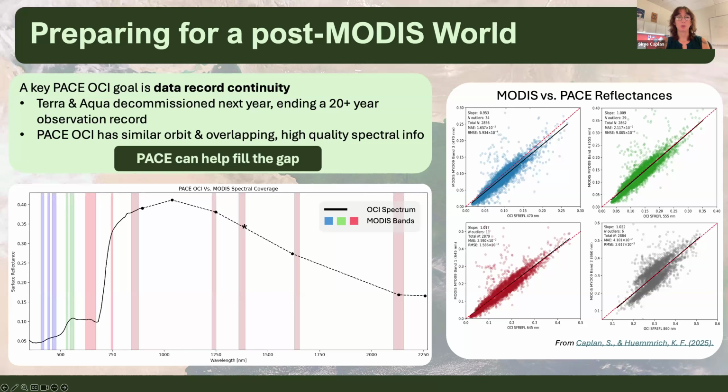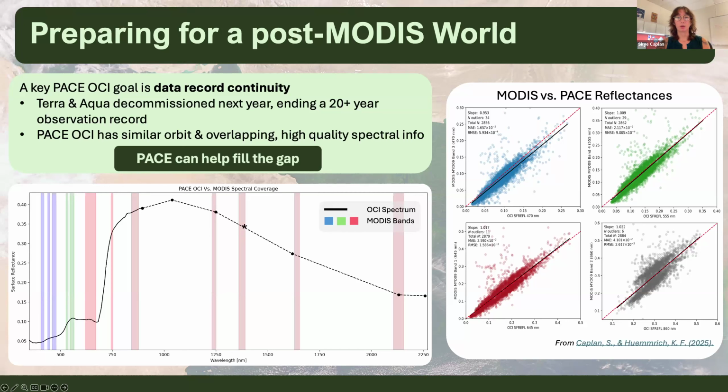We've done a preliminary comparison between MODIS and PACE OCI, and we found that their reflectances agree pretty well, as you can see in the panel to the right, comparing the red, green, blue, and near IR MODIS bands with the single closest OCI band to the center of each MODIS band. So things are looking pretty good. OCI is presenting itself as a great follow-up to MODIS.